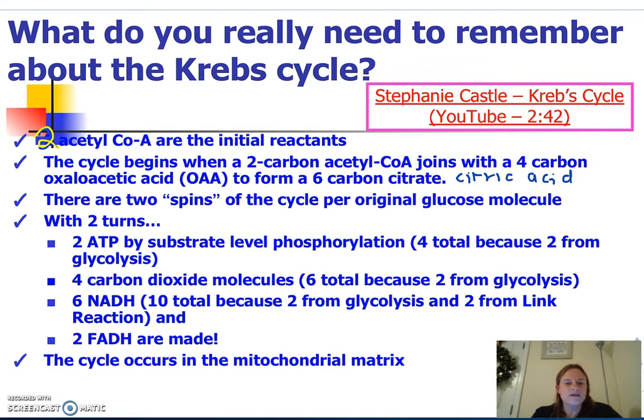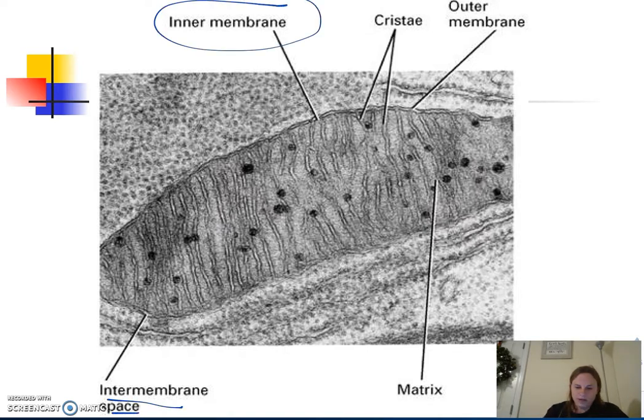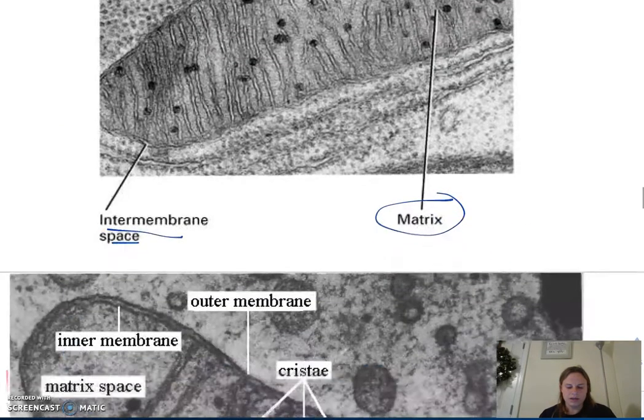This entire cycle occurs in the mitochondrial matrix, just like the link reaction occurs in the mitochondrial matrix. If you are asked to label the mitochondria, you should be able to recognize that the intermembrane space is the space between the inner membrane and the outer membrane, that the cristae are the folds within the mitochondria that help increase surface area, and that the matrix is the space in between the cristae.